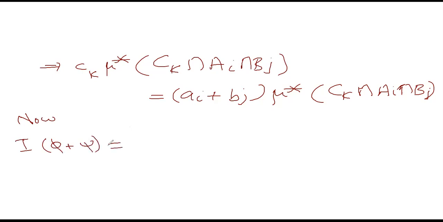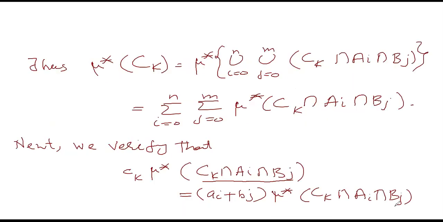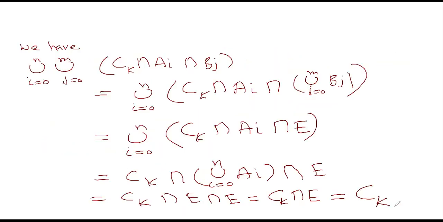By definition, this is equal to the summation k runs from 1 to r of ck times mu star of ck. But this ck is the double union. You can see here, this ck is equal to the double union, i runs from 0 to m, j runs from 0 to m, ck intersection ai intersection bj.